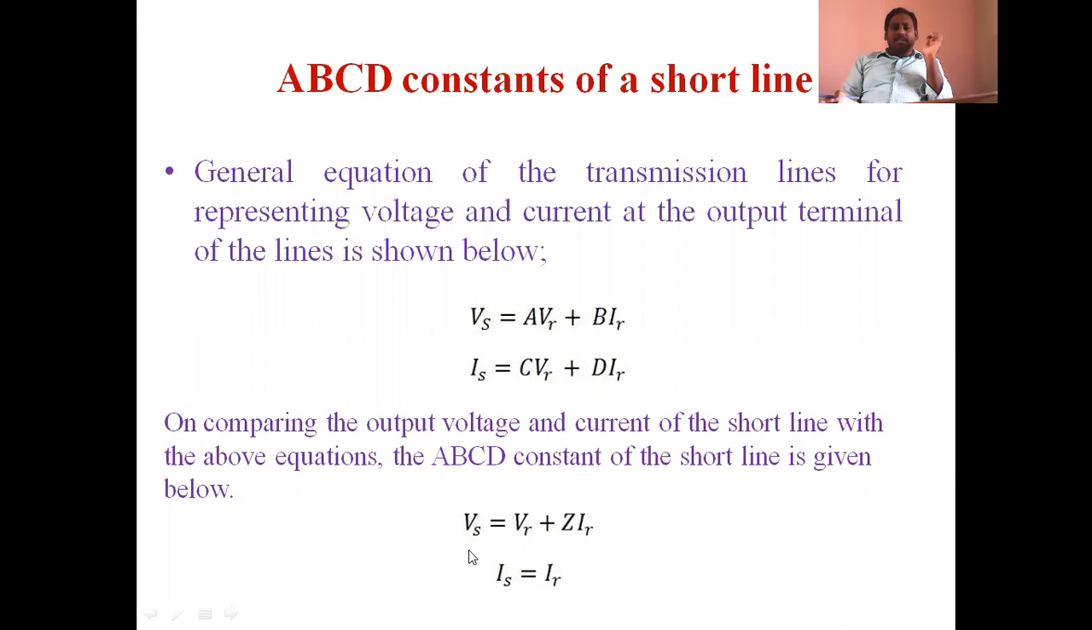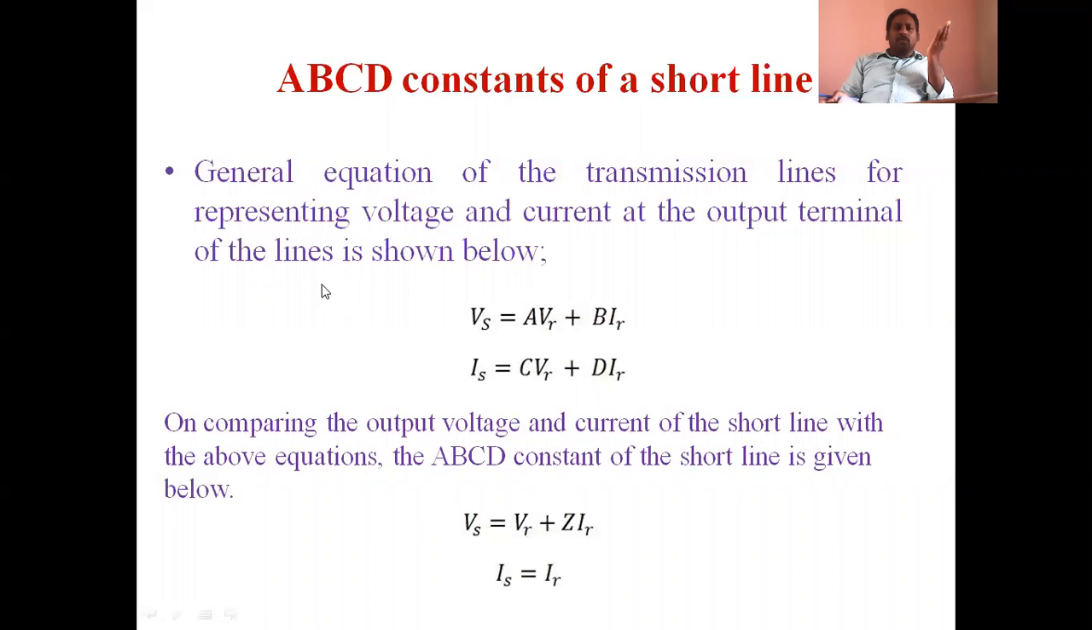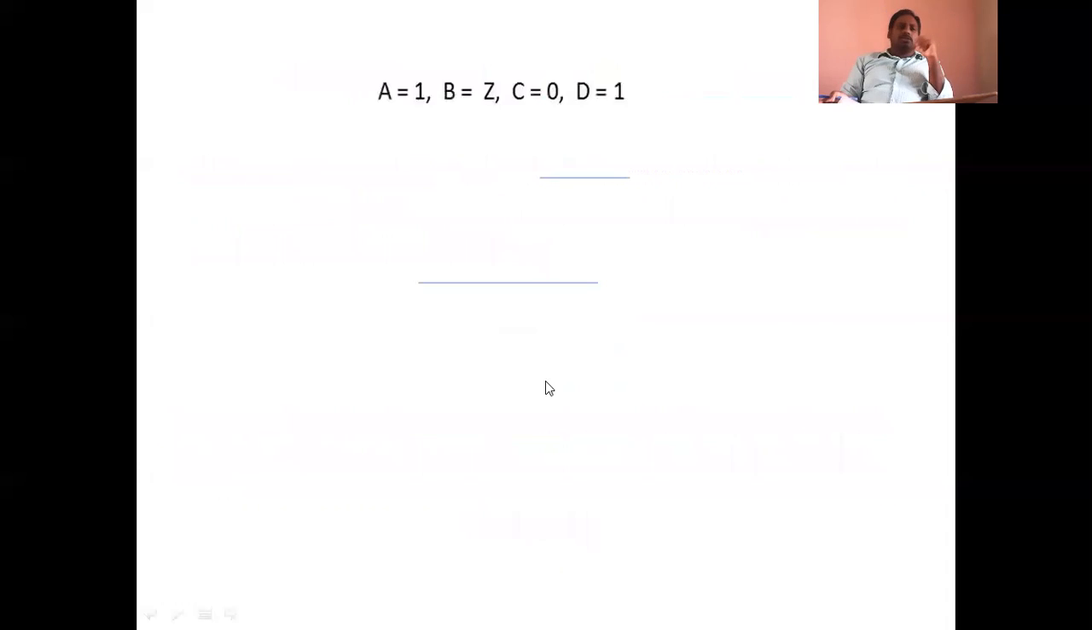When we compare this Vs with the general Vs, A is equal to 1 and B is equal to Z, and Is is equal to Ir, that's why C is equal to 0, D is equal to 1. Like that, we can calculate ABCD values by comparing the sending end voltage and sending end current. So A is equal to 1, B is equal to Z, C is equal to 0, D is equal to 1. These are known values, so directly we can calculate Vs is equal to A into Vr plus B into Ir, then Is is equal to C into Vr plus D into Ir.